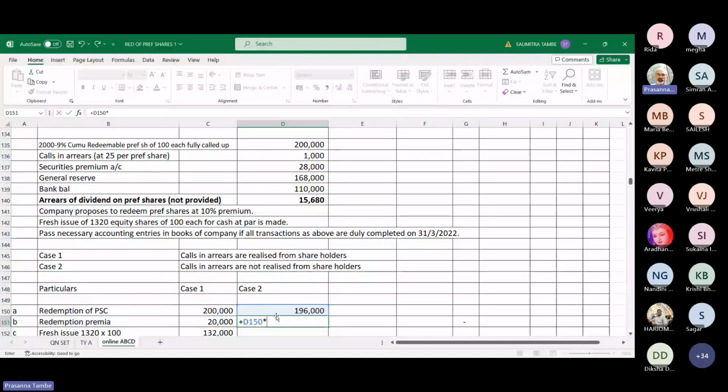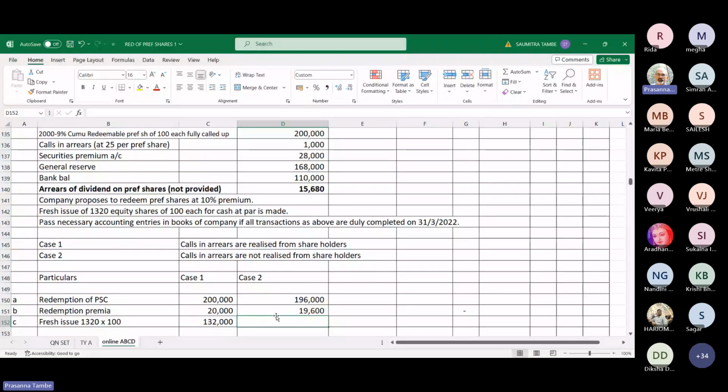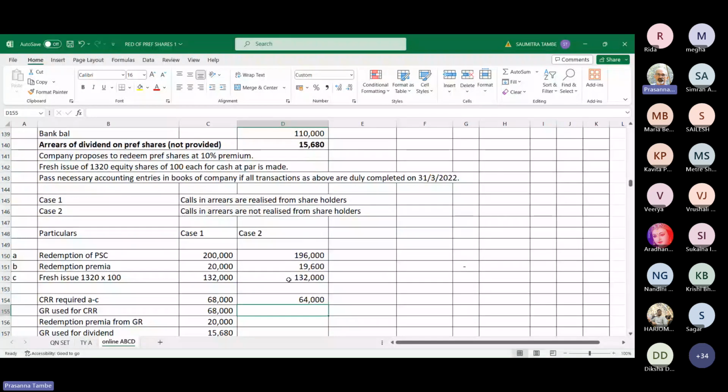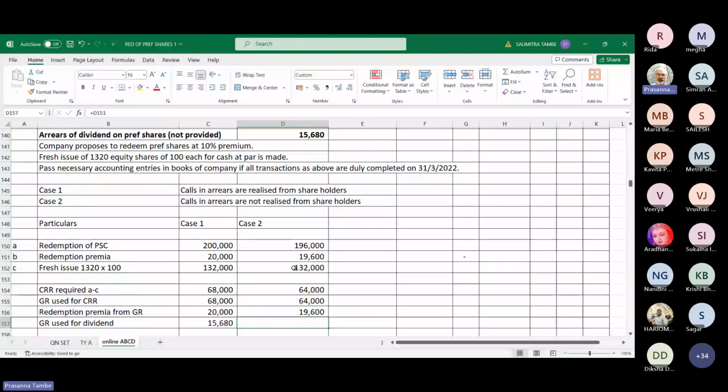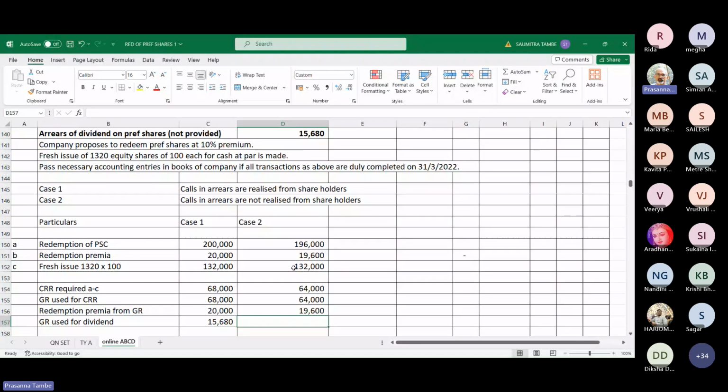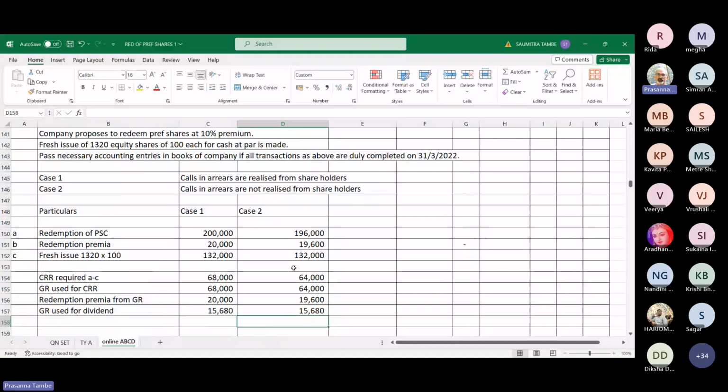So what will be the CRR required now? CRR amount will change. 1,96,000 minus 1,32,000. So CRR will reduce to 64,000. So you will use 64,000 from general reserve for CRR. You will use 19,600 as redemption premium, and dividend will remain the same. Dividend is given, which we have to pay. So that would not change. That will still remain 15,680, which we will use from the general reserve itself.